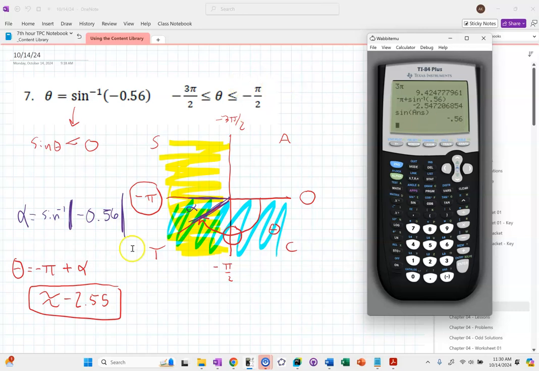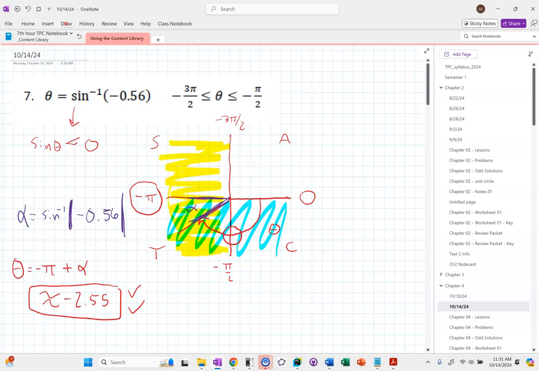The next thing I want to check is to make sure negative 2.55 is in between negative 3 pi over 2 and negative pi over 2. So I see negative 2.55 is bigger than negative 4.7. And I see that it is less than negative 1.57. So I am convinced that my answer of negative 2.55 is correct. Is that okay, Kiara?